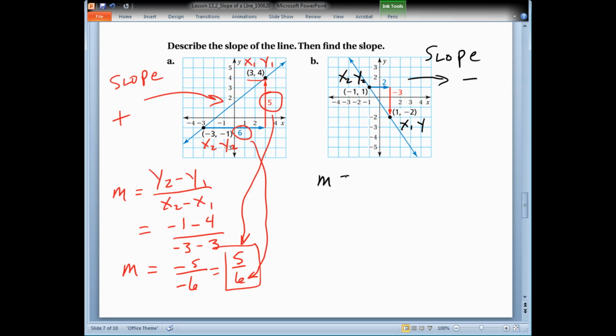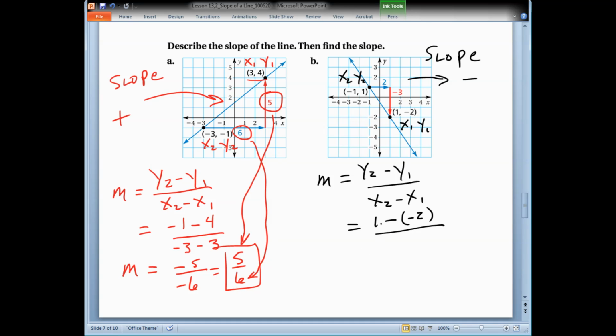Let's calculate it. M equals y sub 2 minus y sub 1 divided by x sub 2 minus x sub 1. My y sub 2 is 1. I'm subtracting, so this was y sub 1. My y sub 1 is negative 2, so I have to put 1 minus negative 2. It's always subtracting whatever the value is. That y value or x value could be negative.